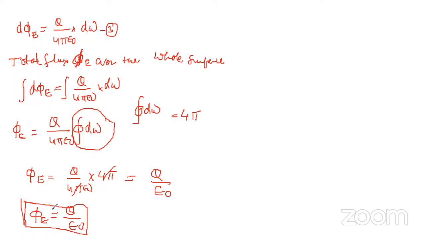Here we have considered the case when the charge is present inside the surface, and we have calculated that the flux through the entire surface is equal to 1 by epsilon naught times q. We have got it. Okay. Suppose the charge is present outside the surface; this also we have to see in the case of Gauss law here.